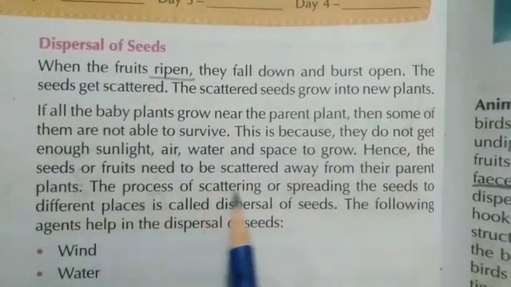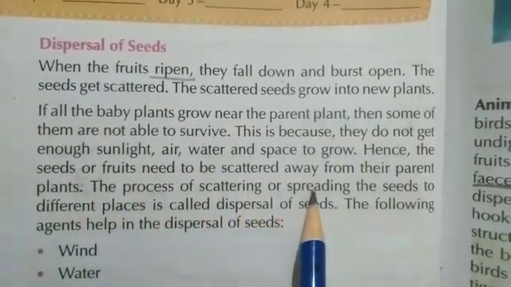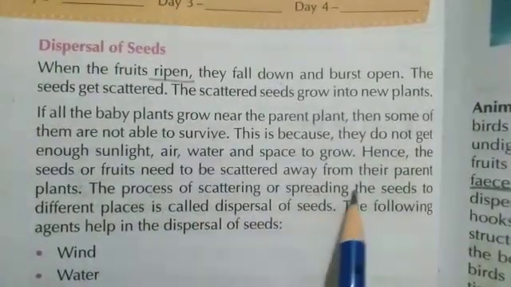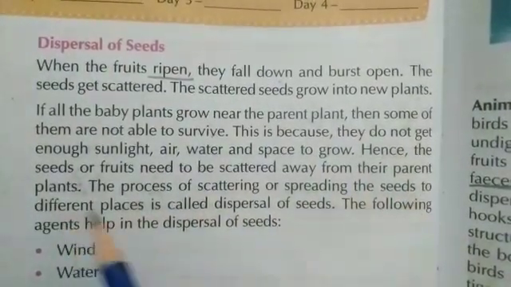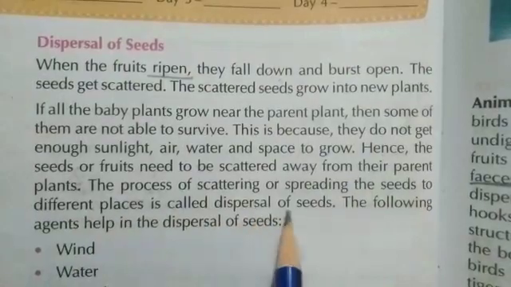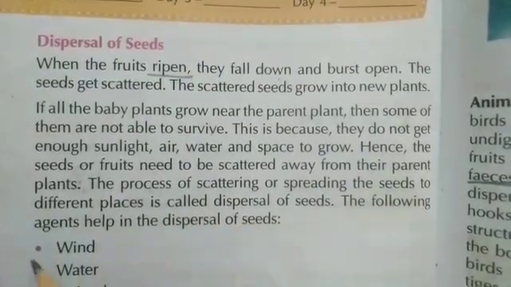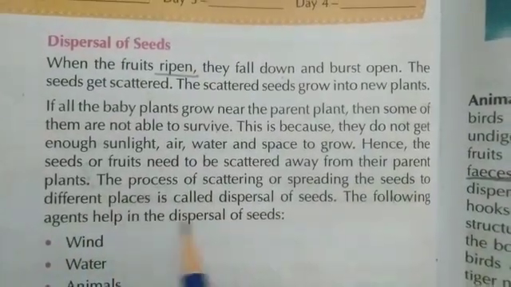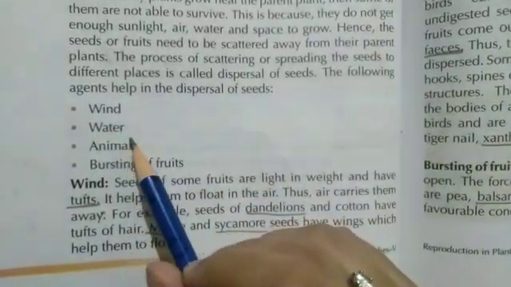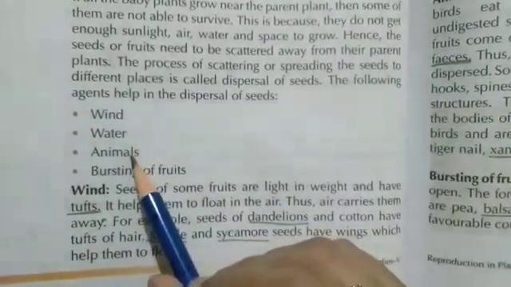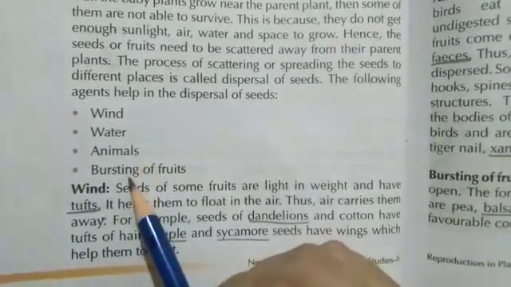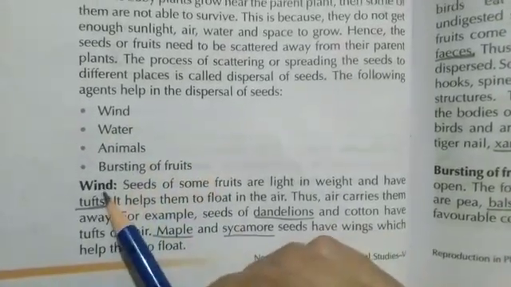The process of scattering or spreading the seeds to different places is called dispersal of seeds. The following agents help in the dispersal of seeds: wind, water, animals, bursting of fruits.